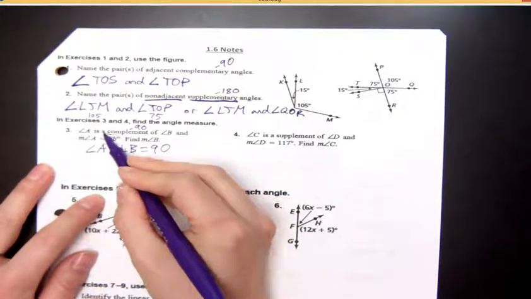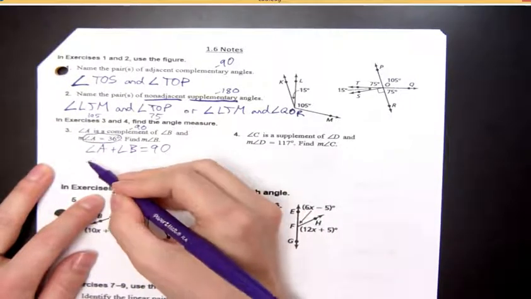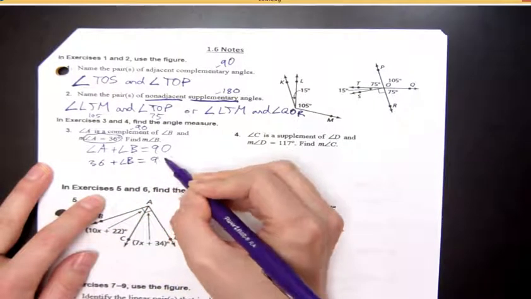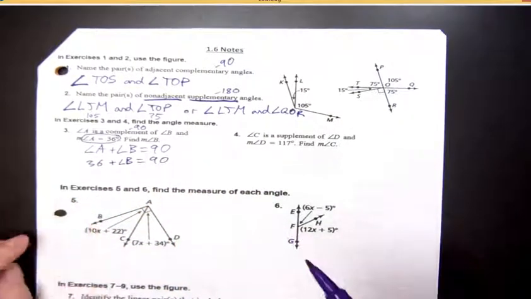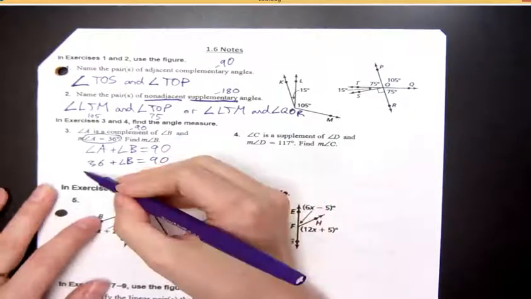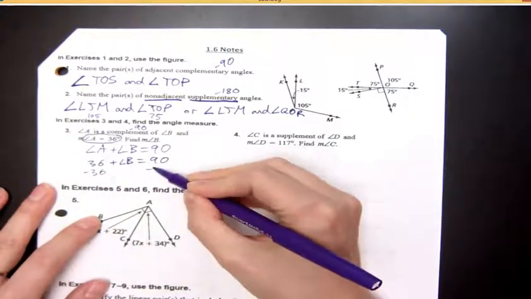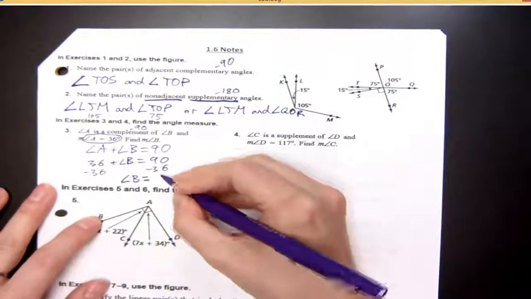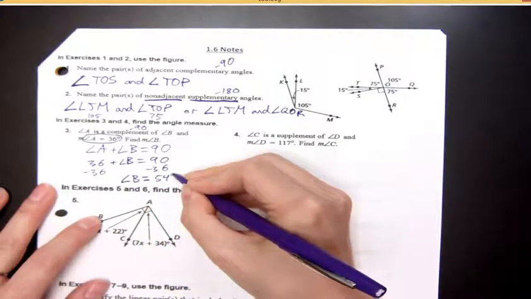And then I substitute in the 36 for A. So 36 plus angle B equals 90. What do I do to solve? Subtract 36. So angle B equals 54 degrees.